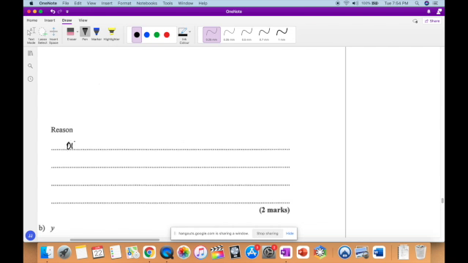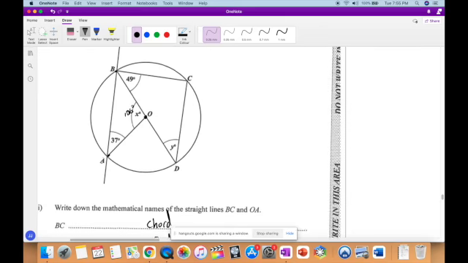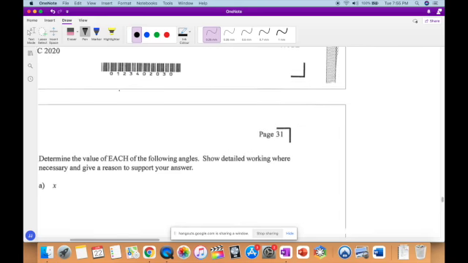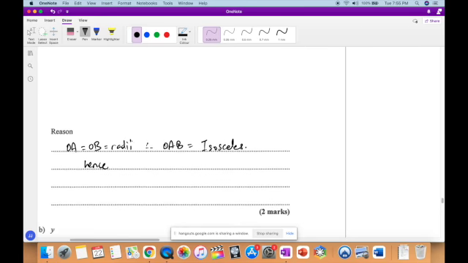OA equals OB, which is radii. Therefore, OAB is isosceles. Right? Hence, the angle A, the angle B, let's just call it the angle B, is also 37 degrees. Hence, angle B is 37 degrees.